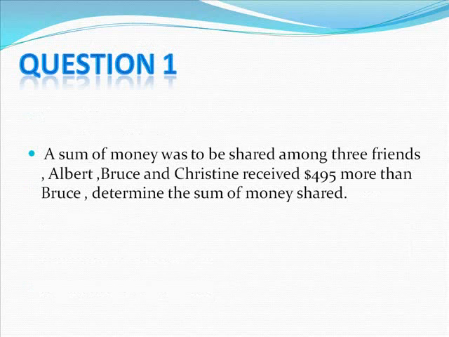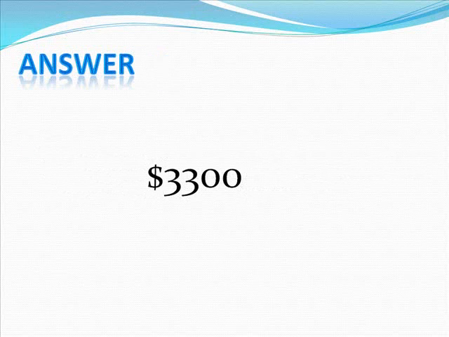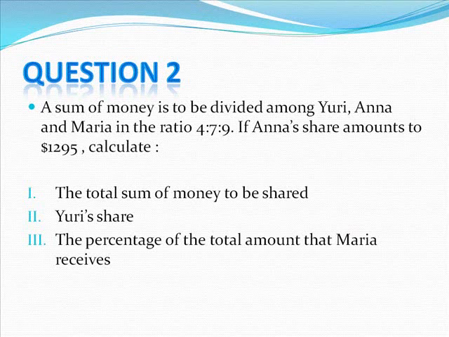Question 1. A sum of money was to be shared among 3 friends, Albert, Bruce, and Christine. Albert received $495 more than Bruce. Determine the sum of money shared. The answer is $3,300.